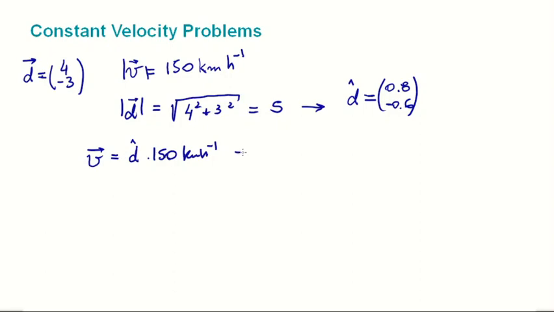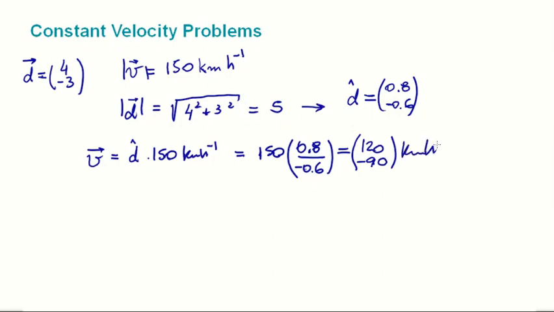So if we multiply those, that's a scalar, right? Multiplication of a vector by a scalar, we just expand those values, right? And then 150 times 0.8, 120. And what about the second one? Negative 0.6, that's going to be negative 90. And there you go. This would be kilometers per hour. This would be the velocity vector.